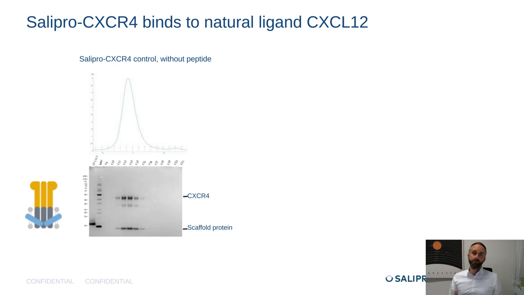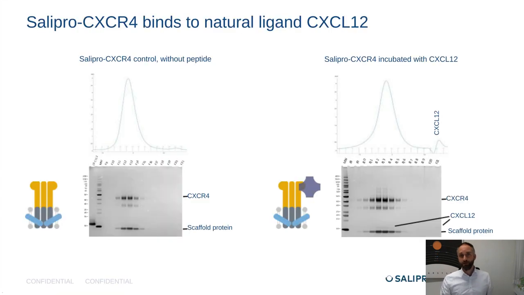CXCR4 is known to bind its natural ligand, which is called CXCL12. Here again, we did a similar assay. We used Salipro CXCR4, this is the control here, and then we incubated it with CXCL12 to see if we can observe binding. Indeed, we can. If you look at the size exclusion profile, and then take those fractions and analyze them on a gel, you can see that CXCL12 is present here, co-eluting at exactly the same position as CXCR4.